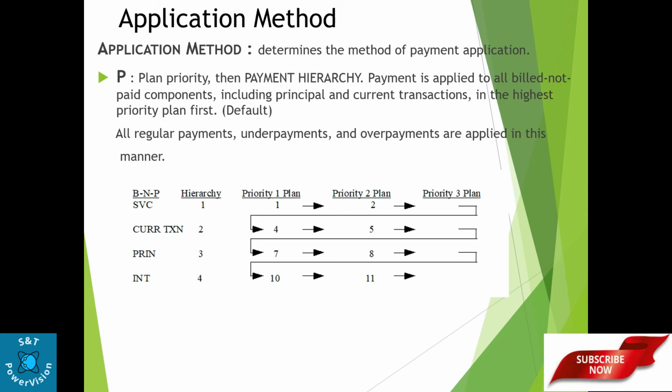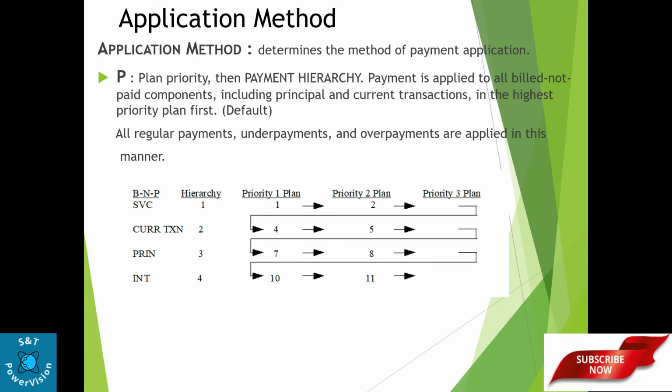Now next is the P here. So P means plan priority. The payment hierarchy: payment is applied to all bill not paid components, including the principal and current transaction, in the highest priority plan first. All regular payments, underpayments, and overpayments are applied in this manner here. So here, like service, current transaction, principal, and interest as per the hierarchy.